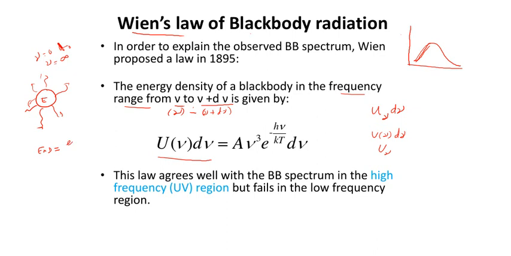Energy per unit volume of the cavity, because it was assumed as a black body, as a cavity. It was compared to the black body, you can say. Energy per unit volume of the black body in the frequency interval from nu to nu plus d nu.